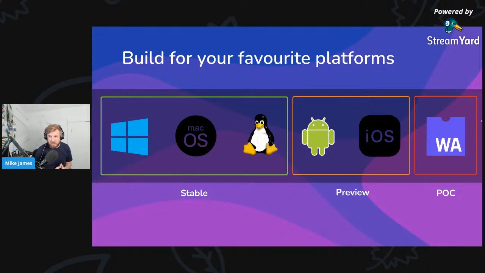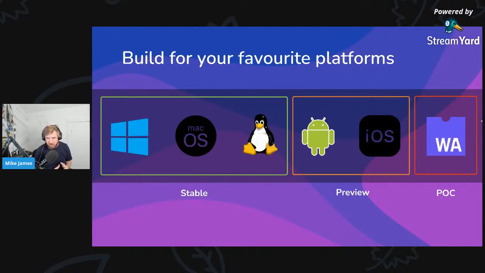Where Avalonia really shines is this left-hand side. It's the desktop realm, where WPF shone. So that's Windows, and we have Mac OS and Linux support. Now, Windows and Mac OS are very popular operating systems, and especially with Mac OS, you don't really need to worry about too many flavors.